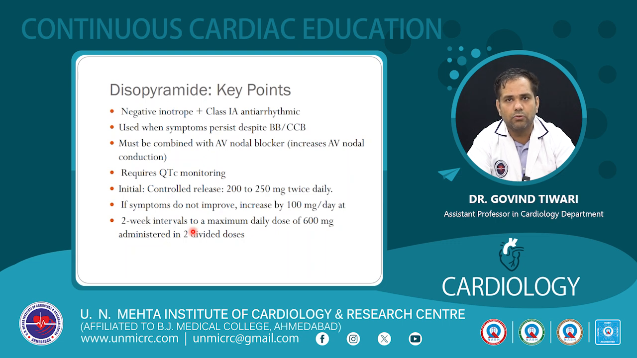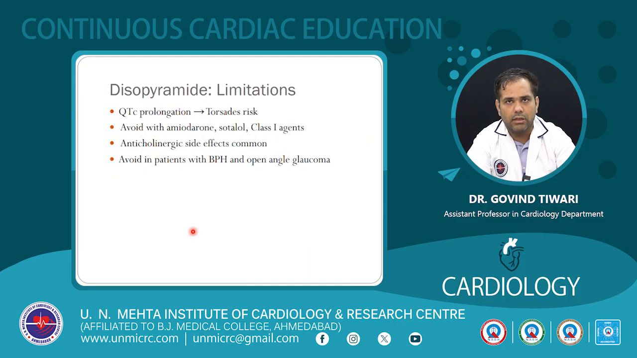Initial dosage is 200 to 250 mg twice daily. If symptoms do not improve, increase by 100 mg per day at 2 week intervals to a maximum dose of 600 mg administered in 2 divided doses. Limitations of disopyramide: QTc prolongation increases torsades risk. Avoid with amiodarone, sotalol, class 1 agents. Anticholinergic side effects are common, like dry mouth. Avoid in patients having BPH and open angle glaucoma as it may further exacerbate these conditions.